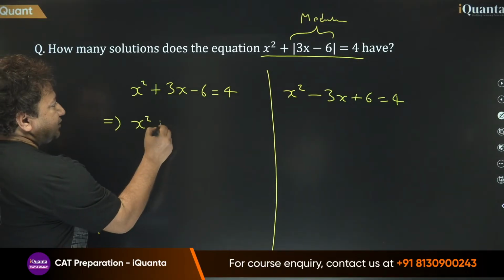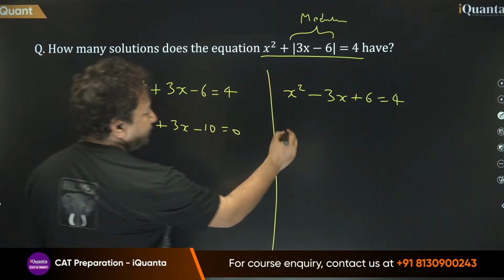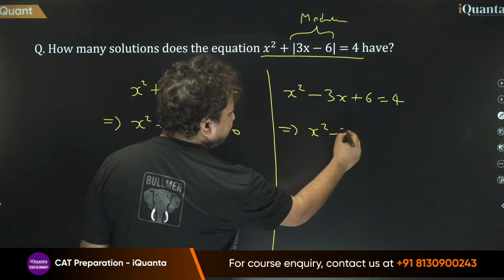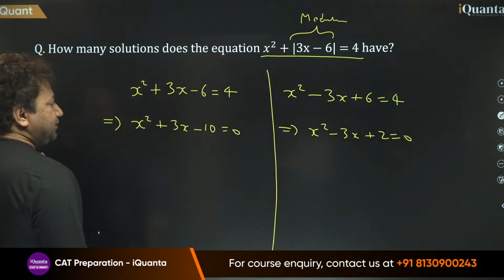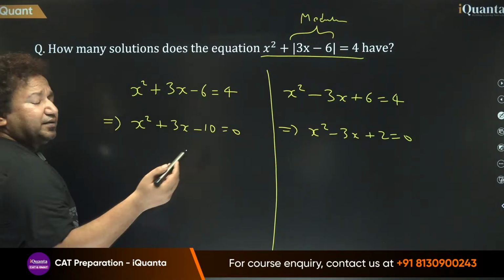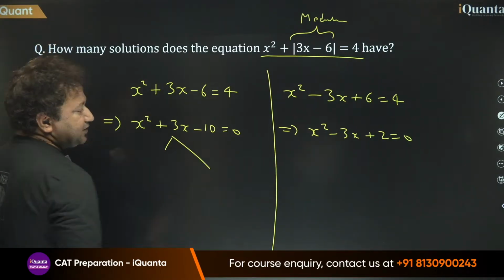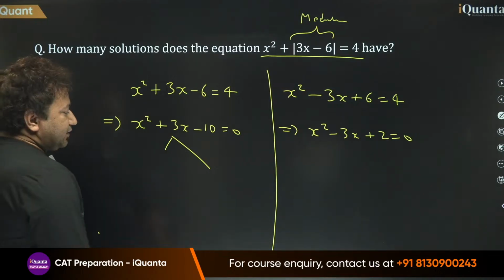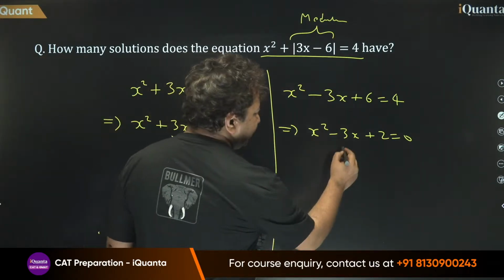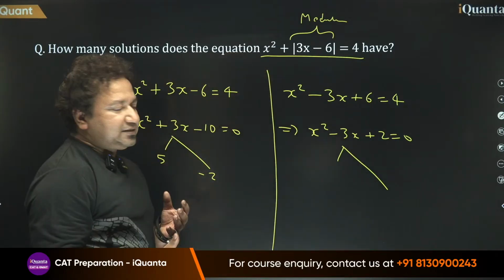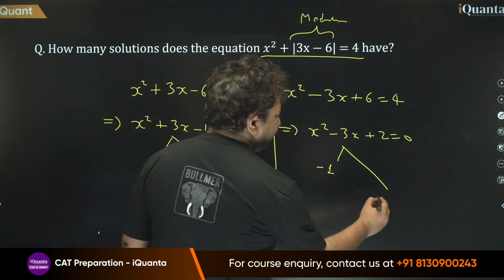x square plus 3x, this comes here, we have minus 10 equal to 0, and in this case, x square minus 3x plus 2 equal to 0. So here you see, minus 10. I need to break 3 in such a way that the product becomes minus 10. So that'll be 5 and minus 2, isn't it? Here, I need to break minus 3 in two parts such that the product becomes 2. That'll be minus 1 and minus 2.